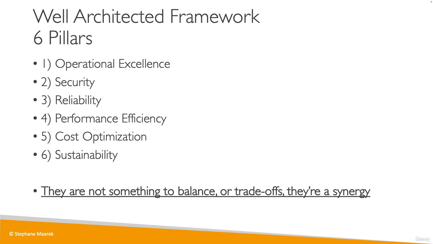So they're not something you want to balance and compromise between or make trade-offs on. They're actually a synergy. So for example, when you improve your operational excellence, you're probably also improving your cost optimization. So the next 6 lectures are all about doing a deep dive into all of these to understand what they mean in AWS. I hope you're excited, and I will see you in the next lecture.